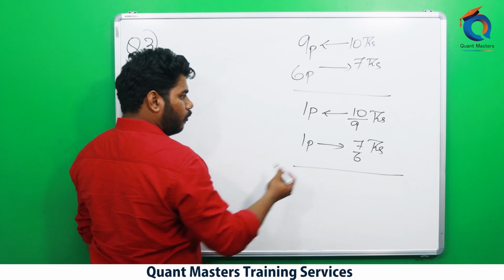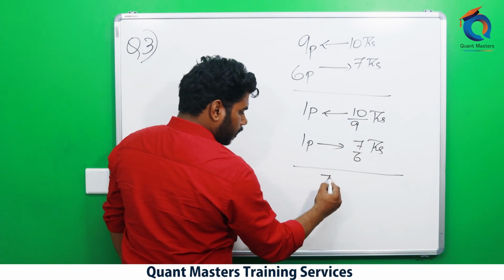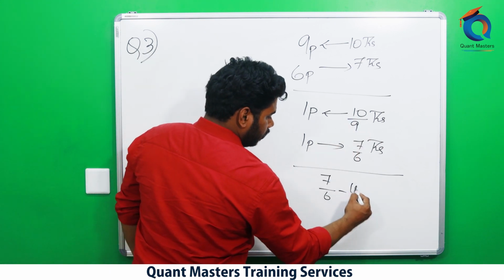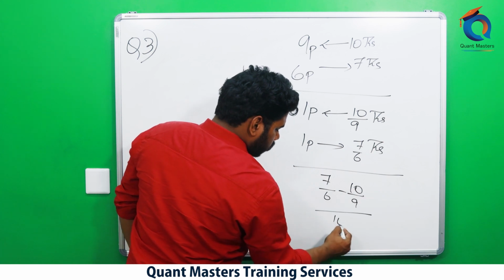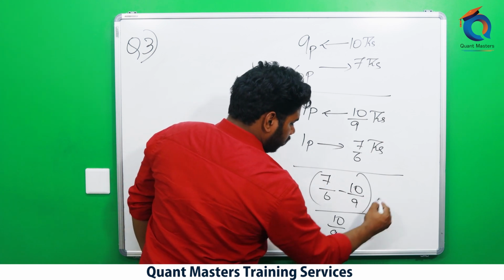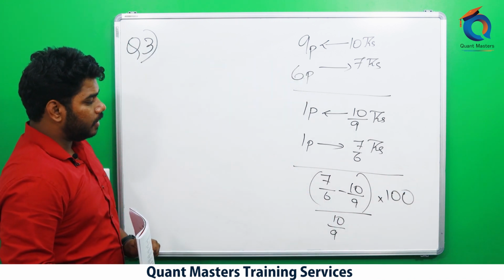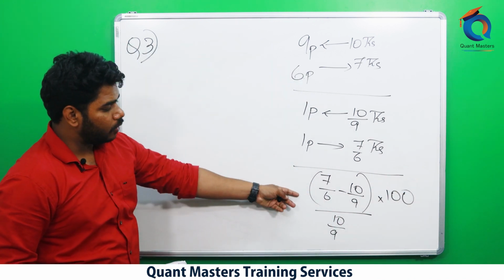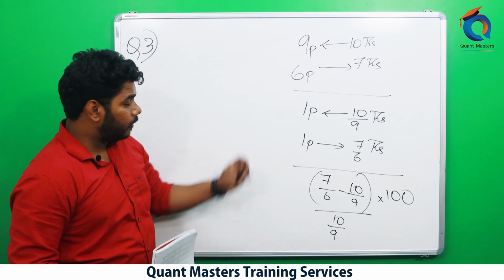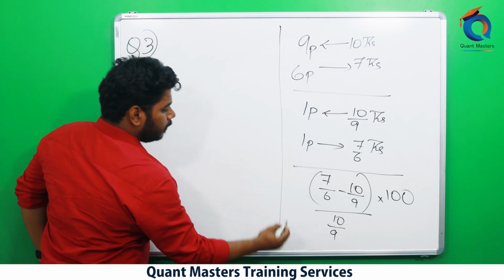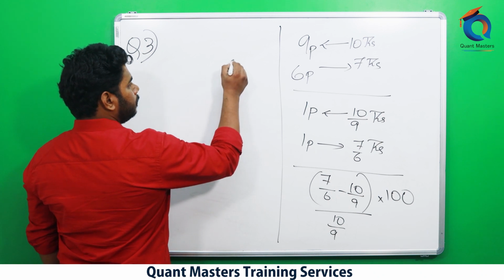So if I want to know my profit, selling price minus cost price is my profit, divided by cost price into 100. Now the disadvantage with this method is it is quite lengthy and it takes a lot of time to simplify. So this is not the way to solve. How do you solve this sum in the fastest way? It is this way.